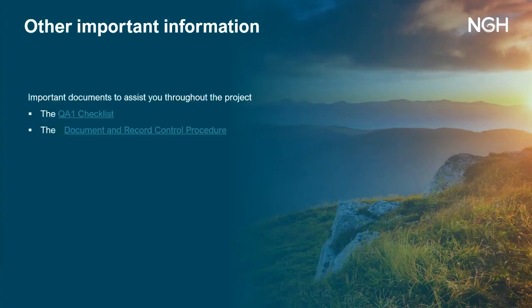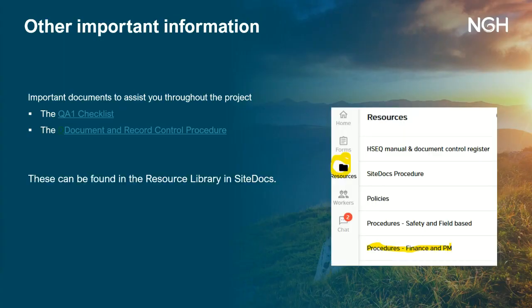Some important documents that will assist you throughout your project are the QA1 checklist, which is a step-by-step checklist for all stages of the project, and the document and record control procedure, which details the writing and approval process for all documents produced at NGH. These can be found in the resource library in SiteDocs.